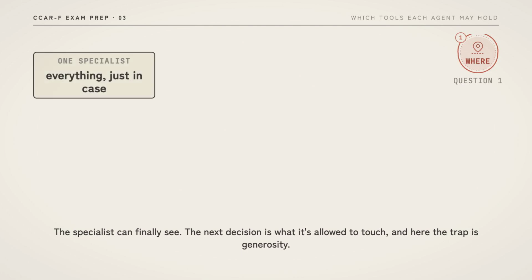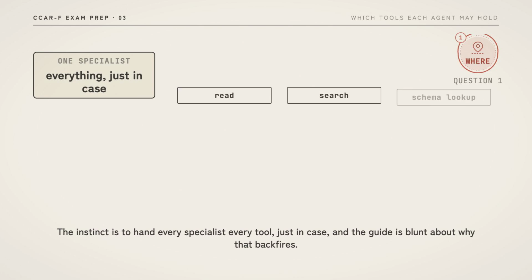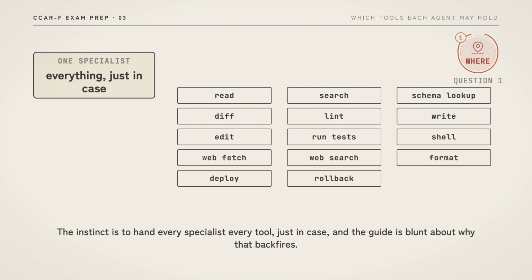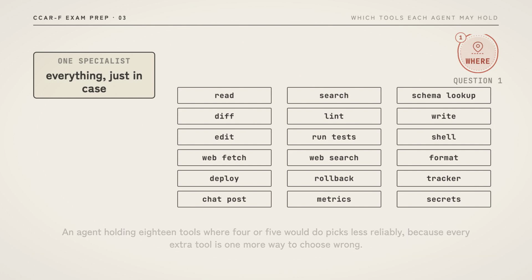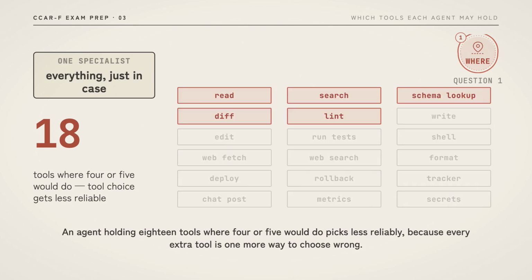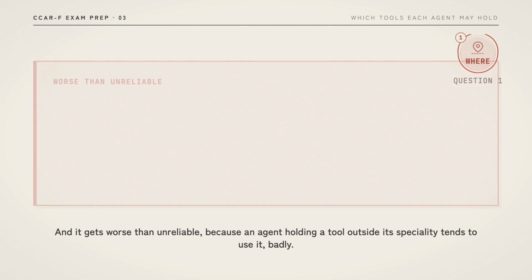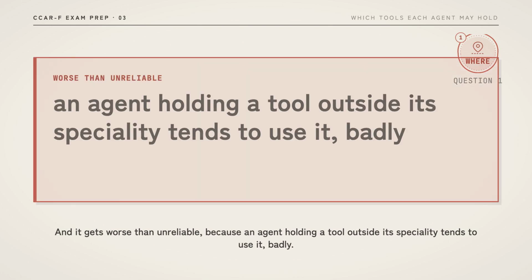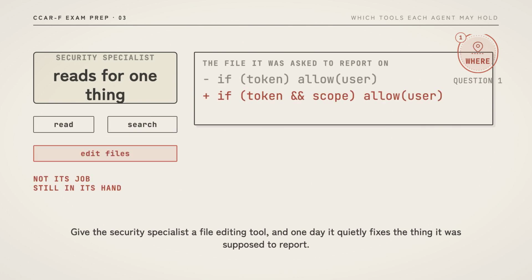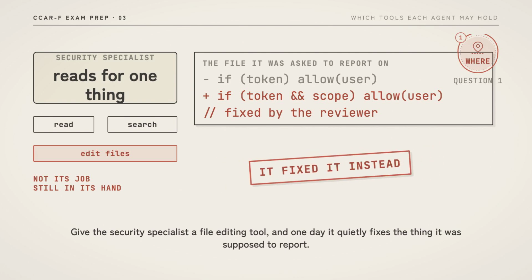The specialist can finally see. The next decision is what it's allowed to touch, and here the trap is generosity. The instinct is to hand every specialist every tool just in case, and the guide is blunt about why that backfires. An agent holding 18 tools where 4 or 5 would do picks less reliably, because every extra tool is one more way to choose wrong. And it gets worse than unreliable, because an agent holding a tool outside its specialty tends to use it badly. Give the security specialist a file editing tool, and one day it quietly fixes the thing it was supposed to report.